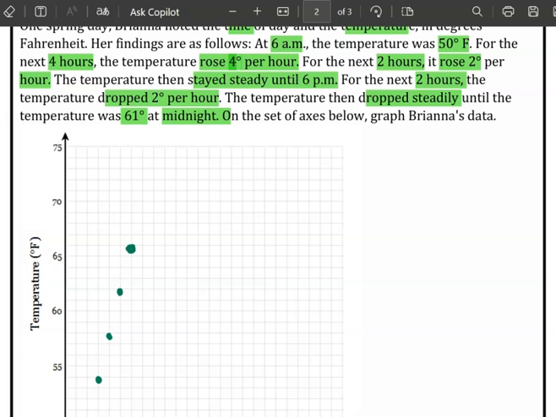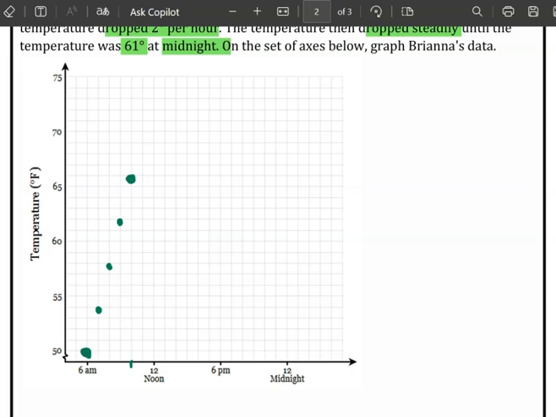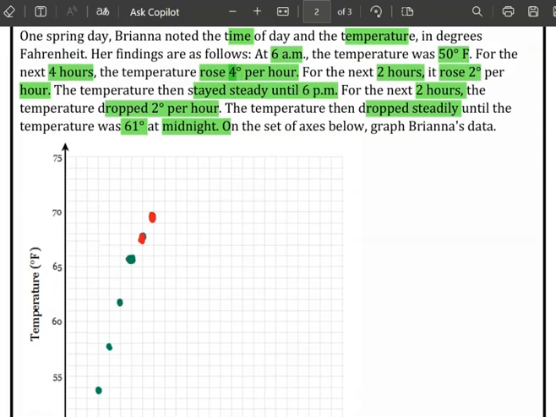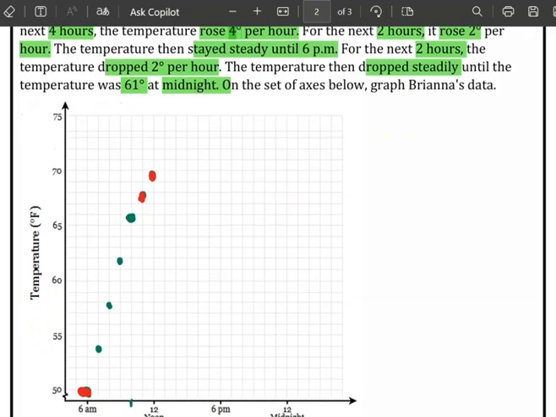For the next 2 hours, it rose 2 degrees per hour. So instead of 4, 1, it's going to be 2, 1. The temperature stayed steady until 6 p.m., so that means it doesn't rise or fall.